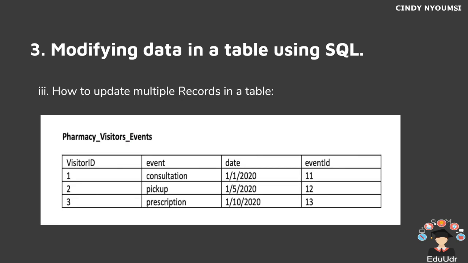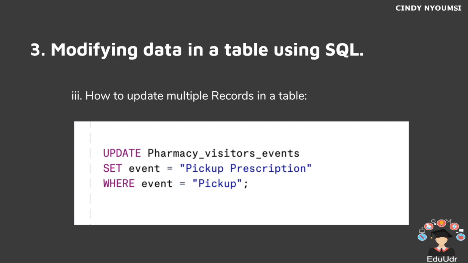Okay, now let's try updating the event pickup to instead say pickup prescription in the pharmacy visitor events table. So we have update pharmacy visitor events, the table name. We set the event to equal pickup prescription, and we only want to make that change for pickup events, which is why we set a WHERE clause condition on the event column equal to pickup. And this change will happen for all the pickup event records.